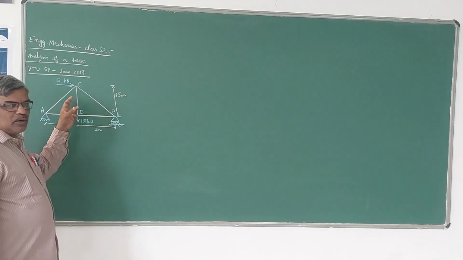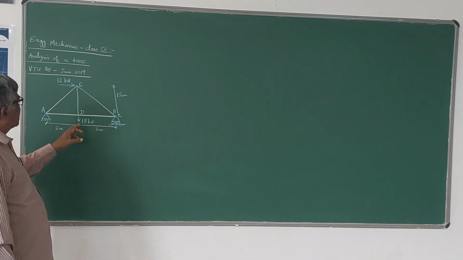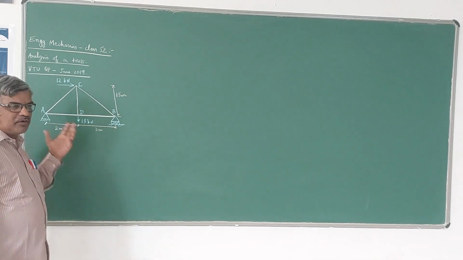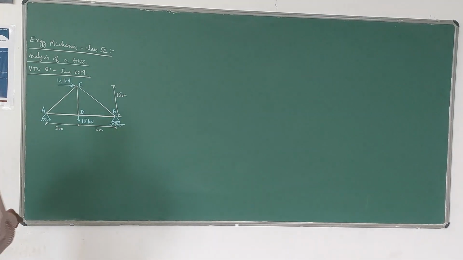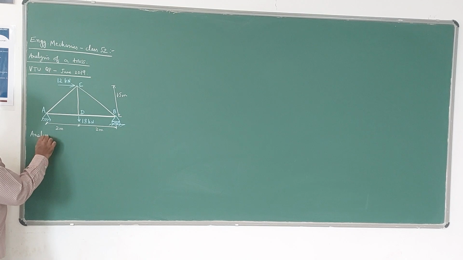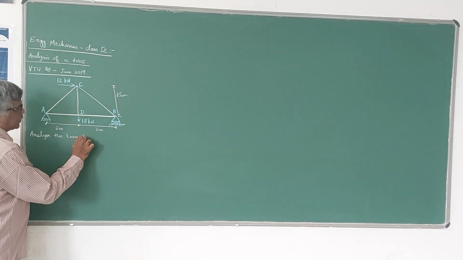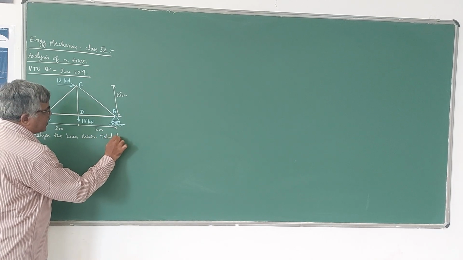It is subjected to one horizontal force 12 kN at C and another vertical force 18 kN at D. So we have to find the forces in the members of the truss. The question here is: analyze the truss shown. Tabulate the forces.